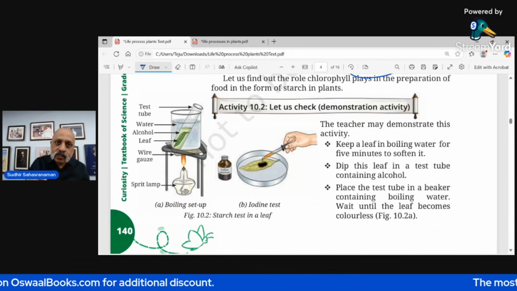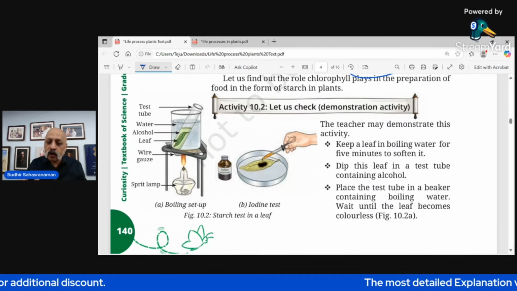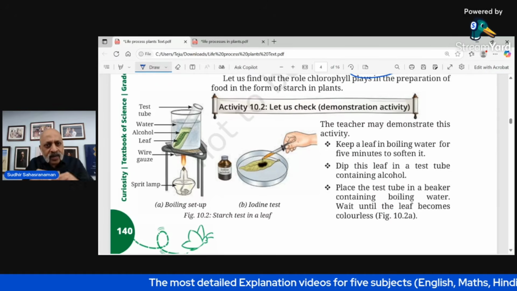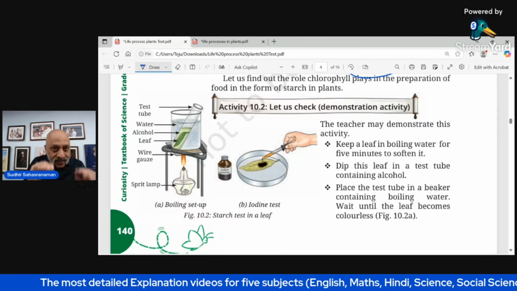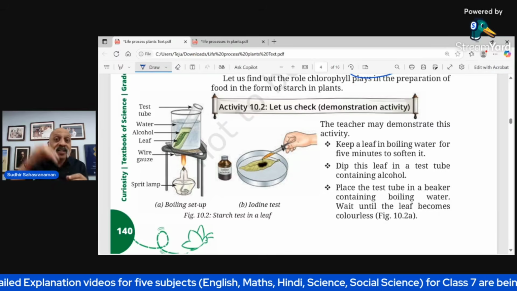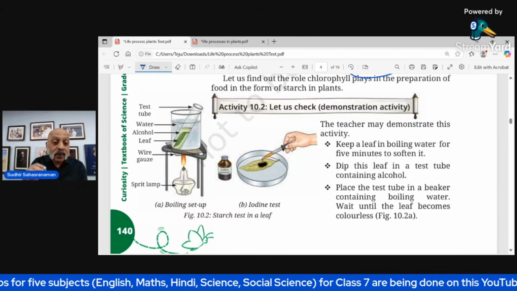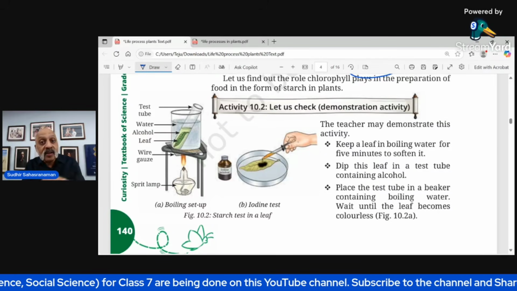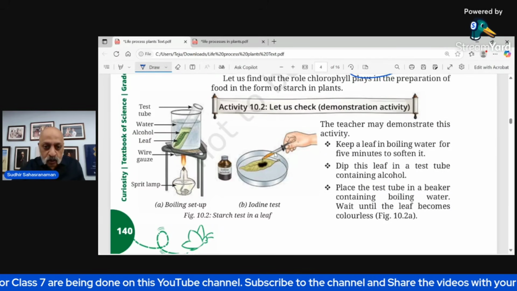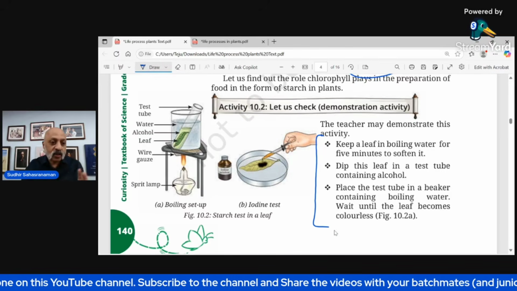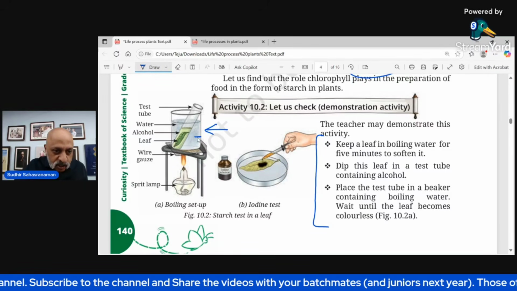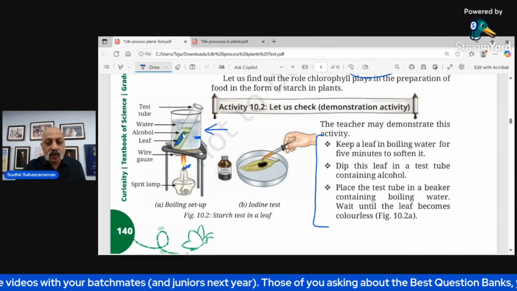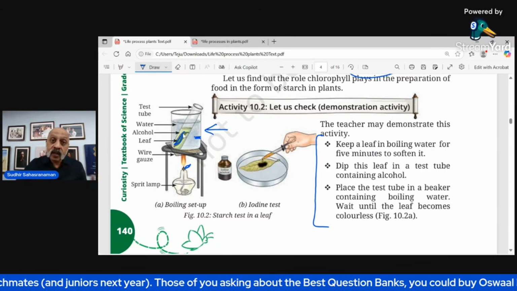What you do is keep a leaf in boiling water for about 5 minutes, in order to soften it. When you keep it in boiling water, it gets softened. Then you dip this particular leaf in a test tube which contains alcohol. Then place the test tube in a beaker containing boiling water and wait until the leaf becomes completely colorless. I'm going through the entire step-by-step process that you need to do. So what you're seeing out here is boiling water because you are putting in a flame out here, and you have put this leaf here which has been earlier dipped in alcohol.